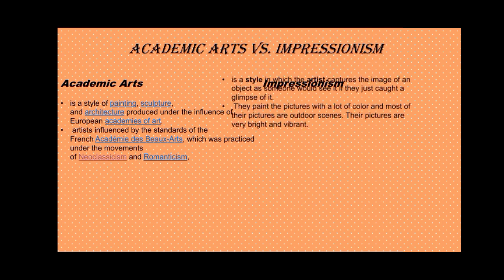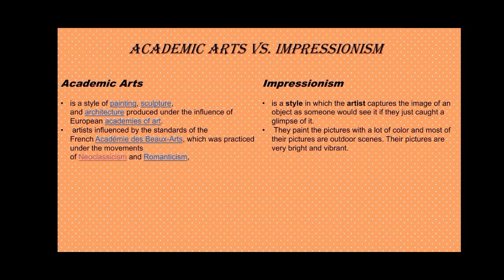Impressionism is a style in which the artist captures the image of an object as someone would see it if they just caught a glimpse of it. They paint the pictures with a lot of color, and most of their pictures are outdoor scenes, since their pictures are very bright and vibrant. Impressionism developed in France in the 19th century and is based on the practice of painting outdoors and spontaneously, on the spot rather than in a studio from sketches. Main impressionist subjects were landscapes and scenes of everyday life.